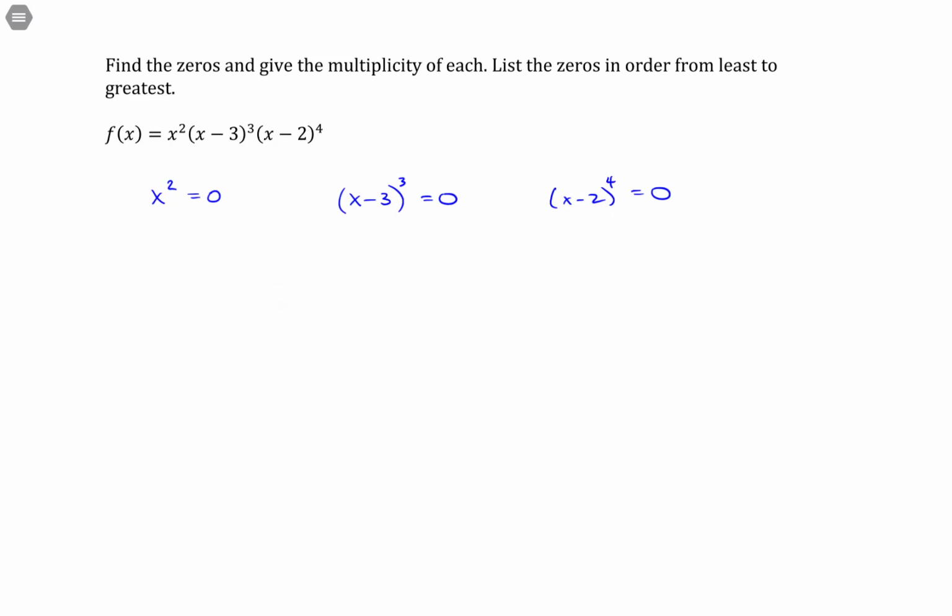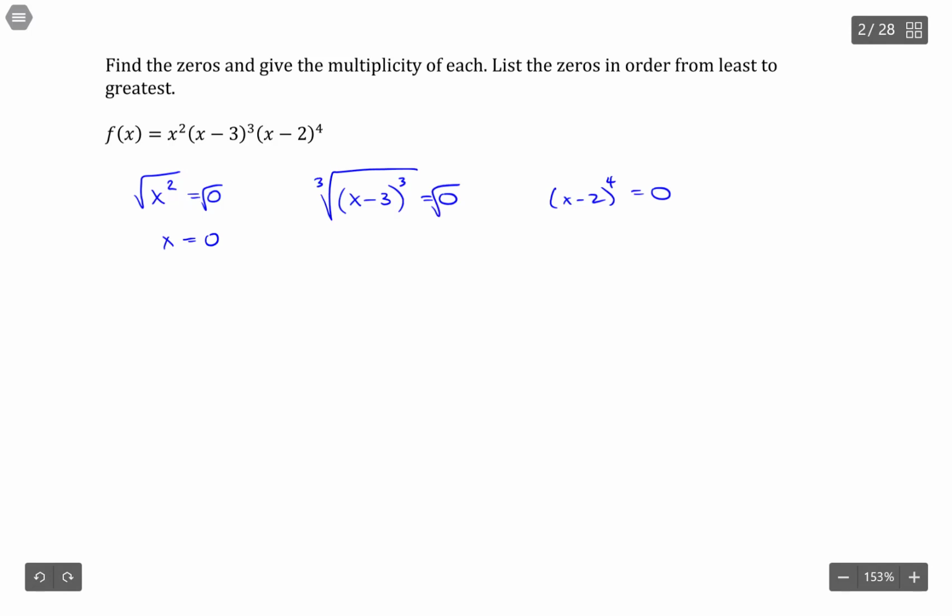In fact, the first step in each one of these processes is to effectively remove that, because when I take the square root of both sides of this equation, the square root of 0 is still 0. I do learn that x equals 0 happens to be a 0, but the square doesn't really lend to any additional information there. Same thing in this one. The cube doesn't really lend to any additional information. So really I just have x minus 3 equals 0, so x equals 3 is a 0.